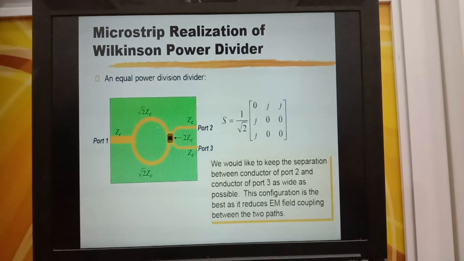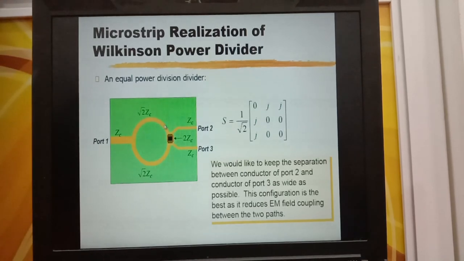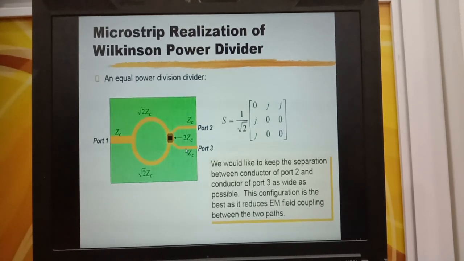One practical implementation using microstrip line looks like this. The input port at port 1 has a characteristic impedance of ZC. The same goes for port 2 and port 3, which all have an impedance of ZC. Between port 2 and port 3, we need a resistor which is equal to 2ZC. That is the impedance of port 2 plus the impedance of port 3.